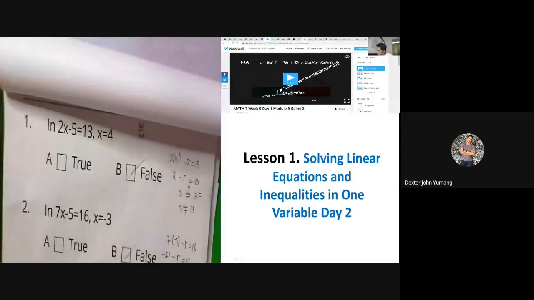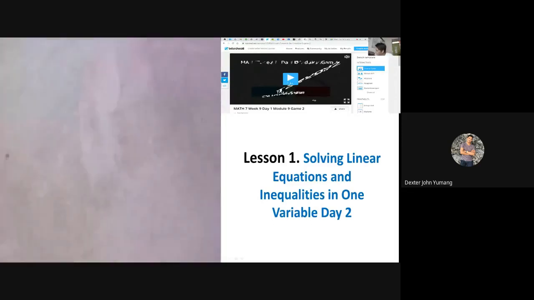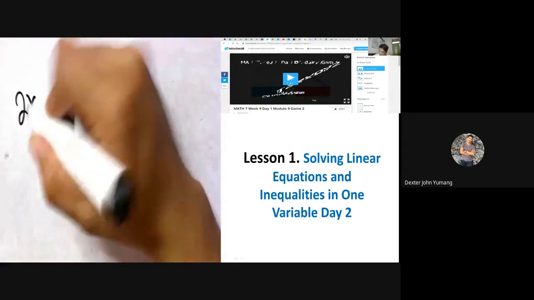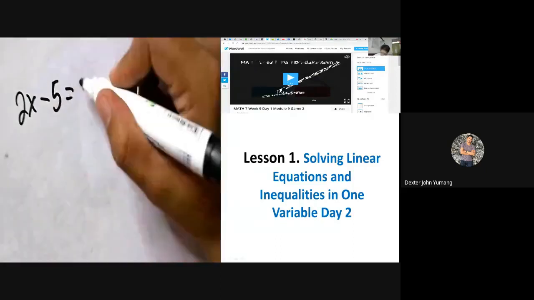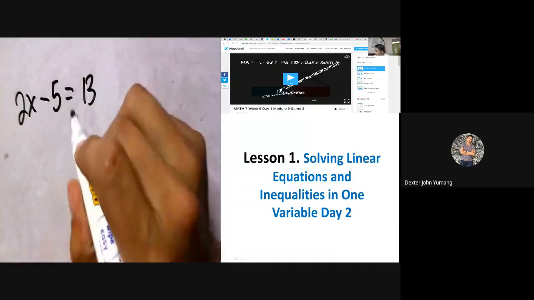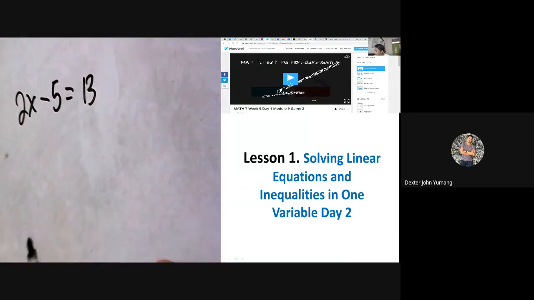The question is: in 2x minus 5 equals 13, we are going to substitute x equals 4. Is it true that if you substitute 4, the answer is 13? So we have 2x minus 5 equals 13, then our x is equal to 4. Let's start with Brian. What is your answer here? Is it true or false? Please type in the chat box. Yeah, got it, false. Same with Brian, same with Kit.